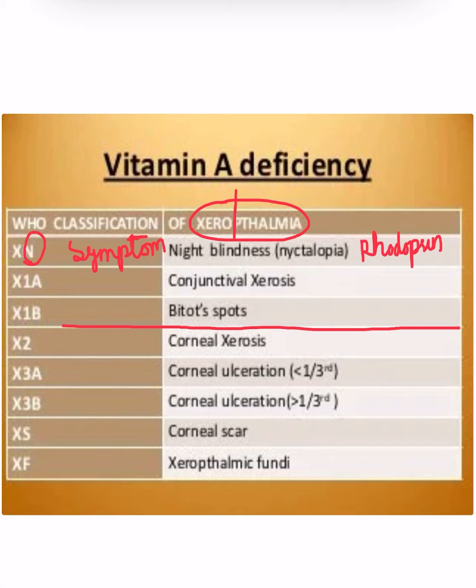And the X1A is the conjunctival xerosis. Xerosis means dryness, and in 1A, the A stands for alteration of the conjunctival epithelium, which leads to dryness. The goblet cells, which secrete mucin, are lost and decreased, which leads to dryness or conjunctival xerosis. This is the most common sign of vitamin A deficiency.